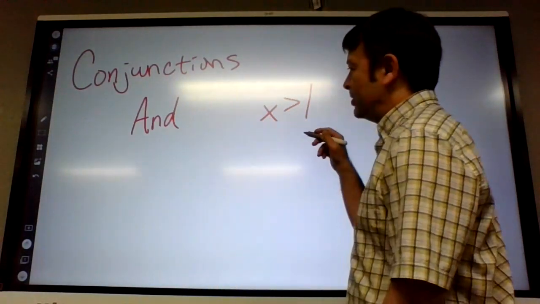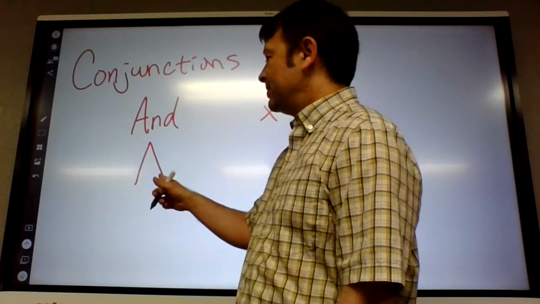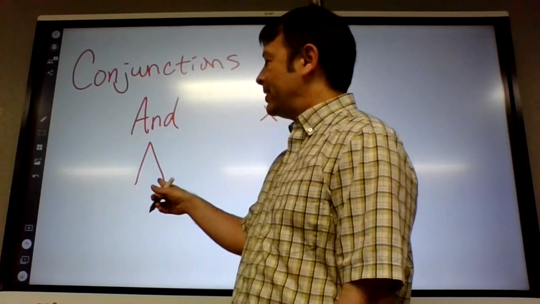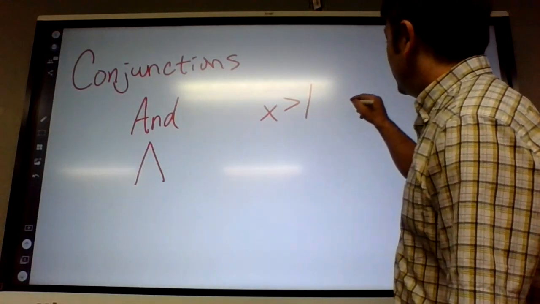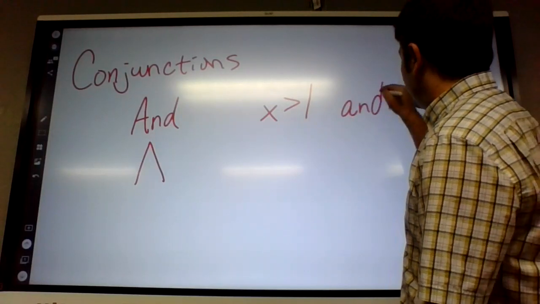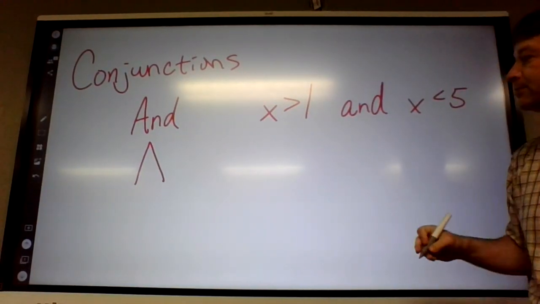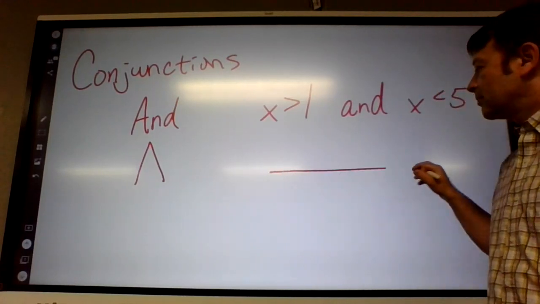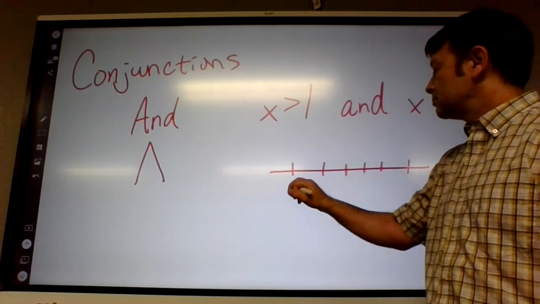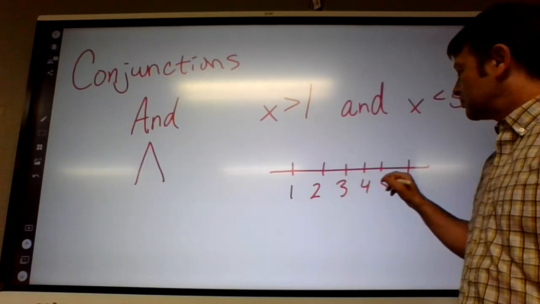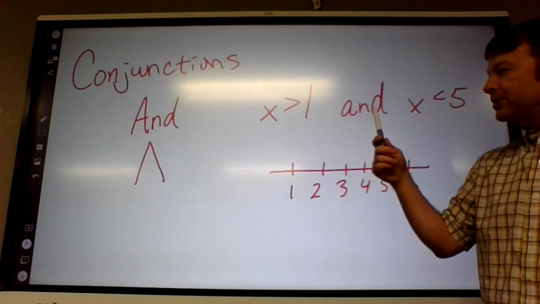X is greater than 1. By the way, the symbol for "and" in logic statements looks kind of like a capital A, but that's it. So X is greater than 1 and X is less than 5. What would that include? Yeah, it includes 2, 3, 4.